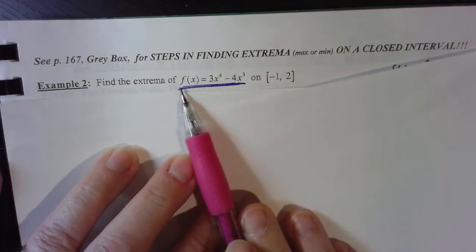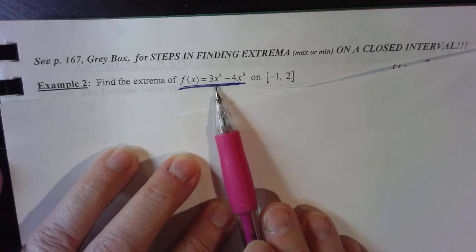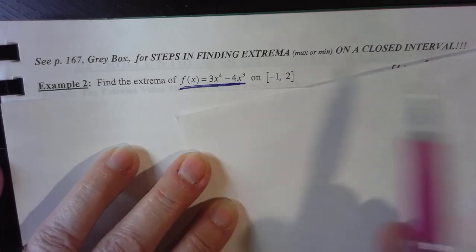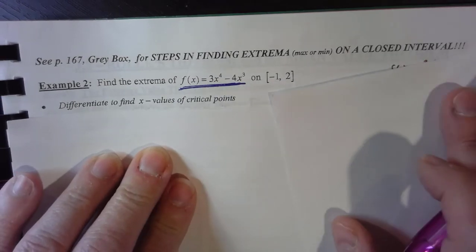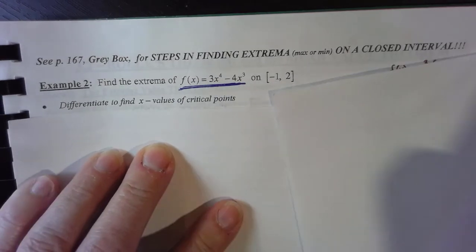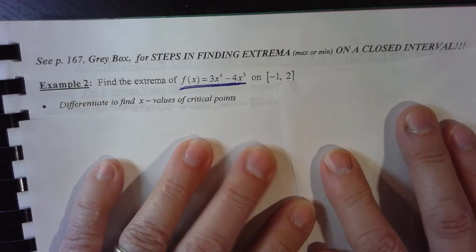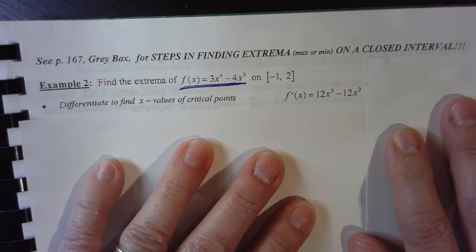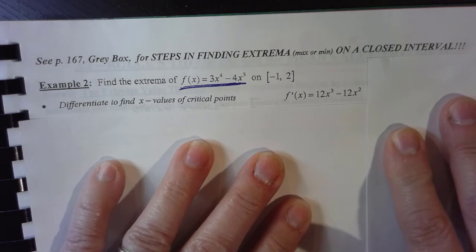Find the extrema of f of x equals 3x to the fourth minus 4x cubed on the interval from -1 to 2. So first of all, we're going to differentiate to find the x values of the critical points. So the derivative is nice and easy. F prime of x is 12x cubed minus 12x squared.